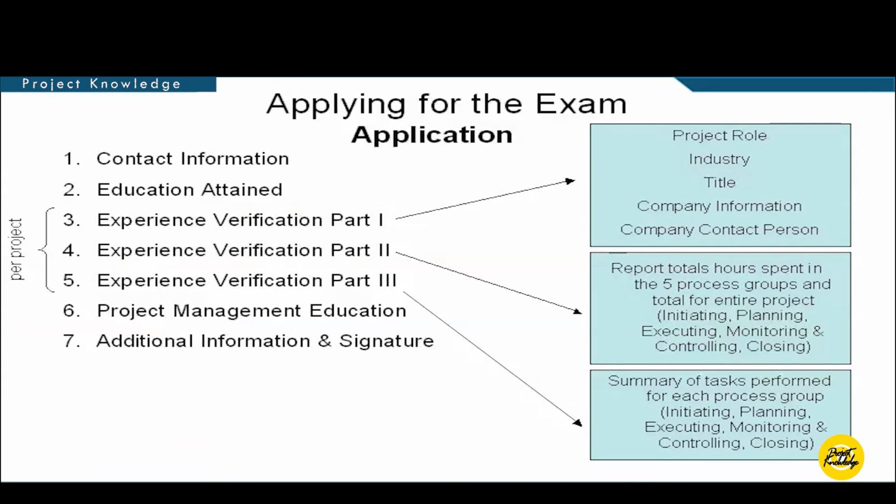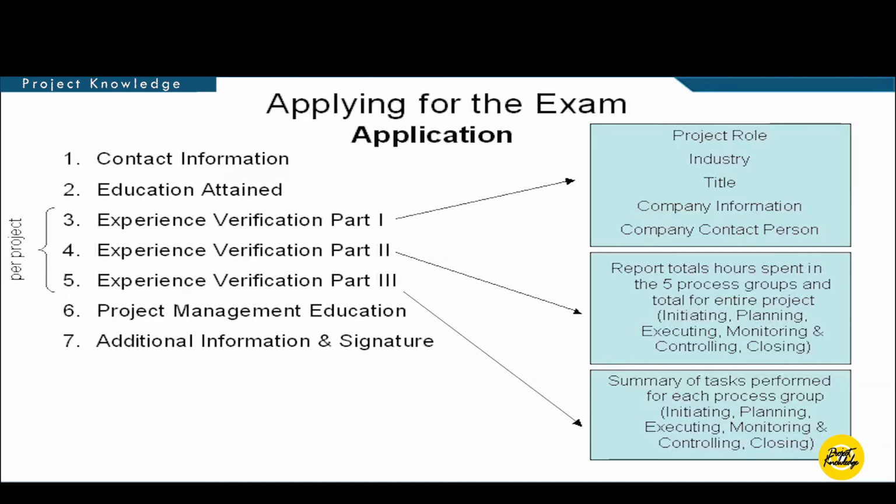This third part asks that you summarize the tasks performed for each of those 5 process groups. What they're looking for here is a brief description of what you did in that project, and they are very limited as far as how many characters you type, so it is important to be brief.